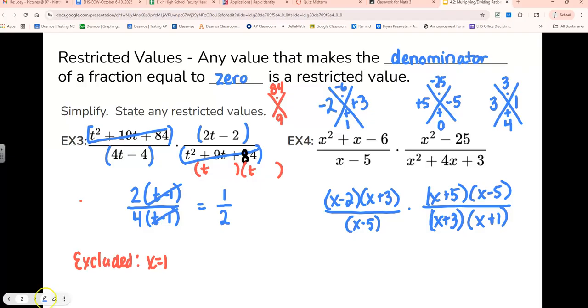Okay. Now, since I've done this one correctly, we can do excluded values, but we need to do excluded values before we start marking things out, or restricted. It does say restricted here instead. So it's anything that would make the denominator of any of the fractions 0. So we're just looking at these 3 pieces right here on the bottom, only the bottom. So x minus 5 would give us x equals positive 5. Right? That's an excluded value. For x plus 3, I'd get negative 3. And for x plus 1, negative 1.